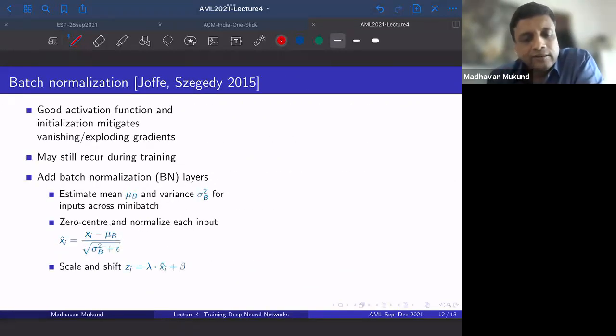And then after that, you don't want to make everything zero centered because that may be wrong. So you allow yourself to scale and shift it, and these parameters you learn.